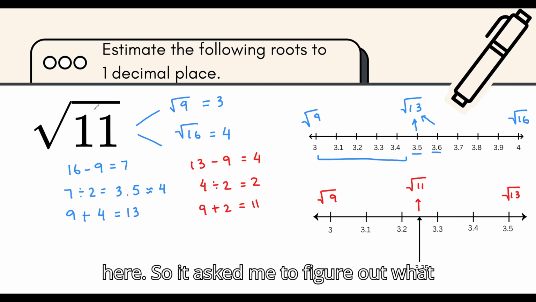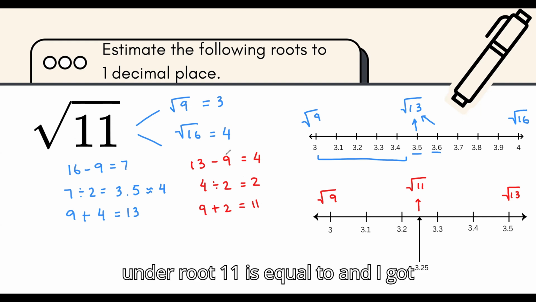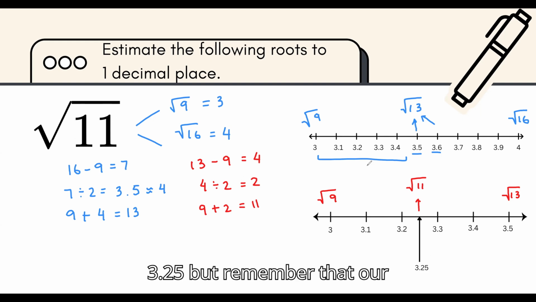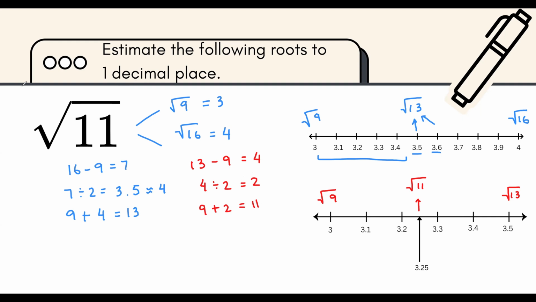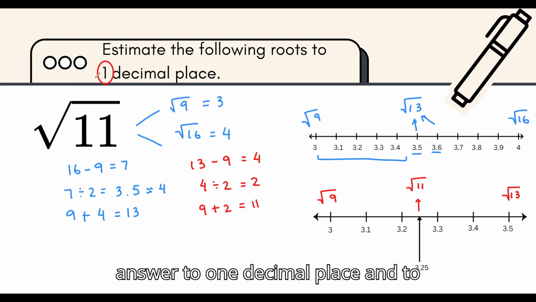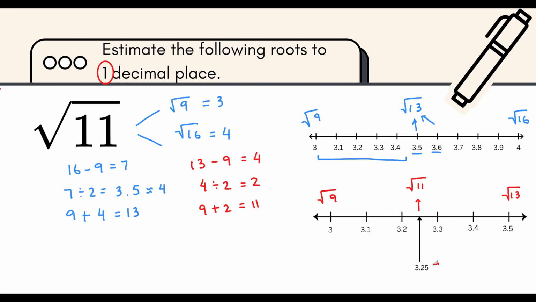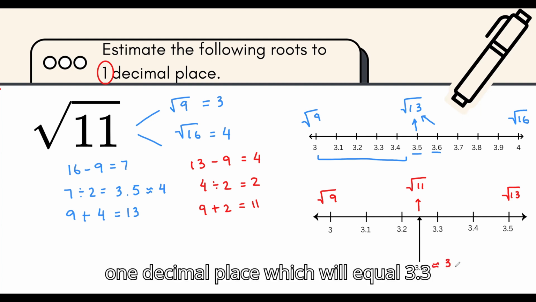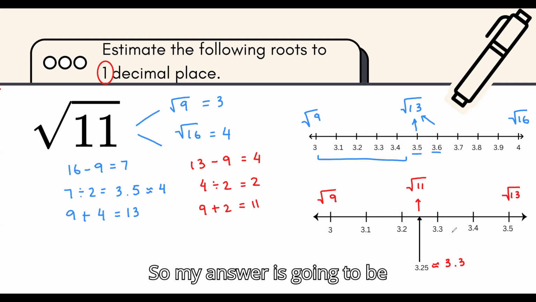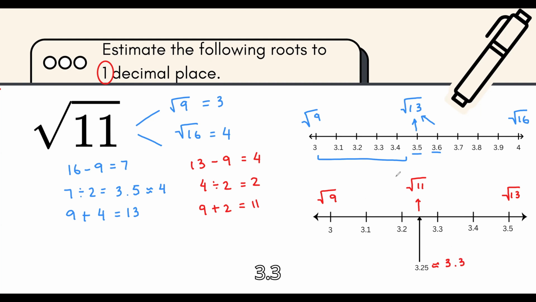So it asked me to figure out what under root 11 equals, and I got 3.25. But remember that our question says to answer to 1 decimal place. And to do that, I'm going to round 3.25 to 1 decimal place, which will equal 3.3. So my answer is going to be 3.3.